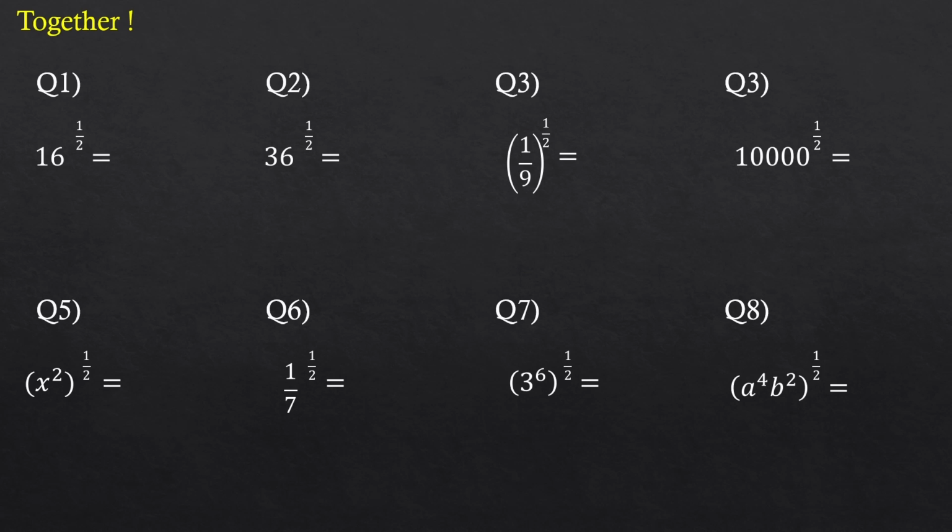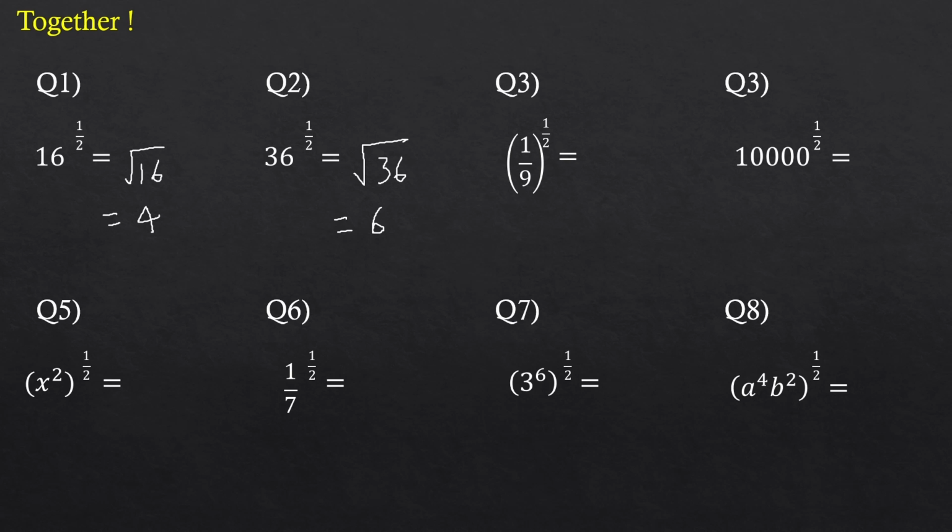Now we're back again to some actual questions. Let's look at question 1. 16 to the power of 1 over 2. 1 over 2 means just square root, right? So square root of 16. And you know what the number is? That is 4, right? So that was easy. Now, question 2. 36 to the power of 1 over 2. Again, square root of 36. And you also know what that number is. That is 6, right?